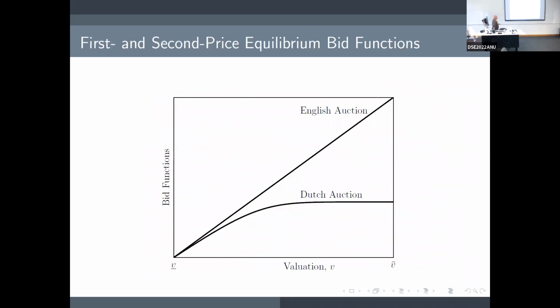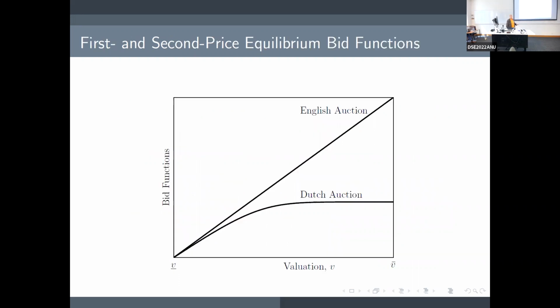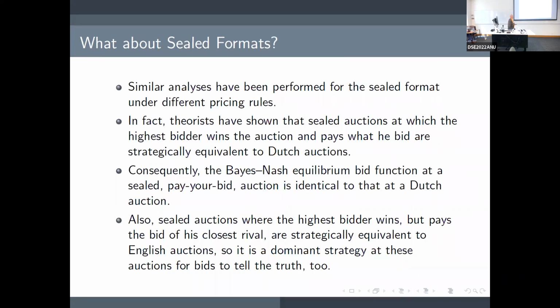Okay. So here's what an English auction strategy looks like. It's the 45-degree line, and here's the Dutch auction. And you can do this for first price and Vickrey auctions. And the Vickrey will be the English, and the first price will be the Dutch. So they're really just two strategies, which makes life much simpler.